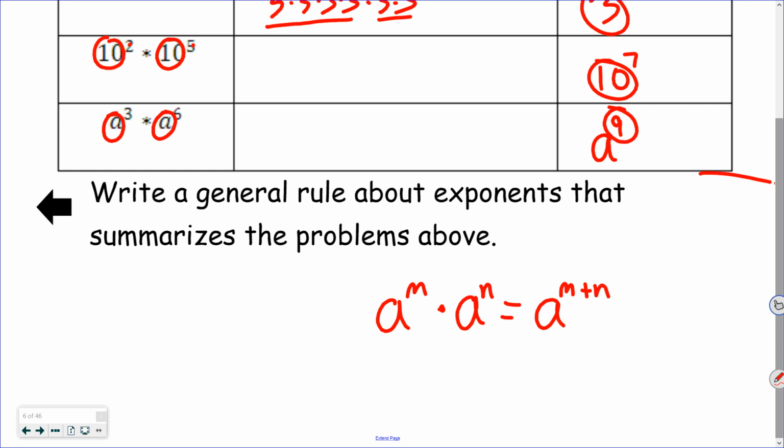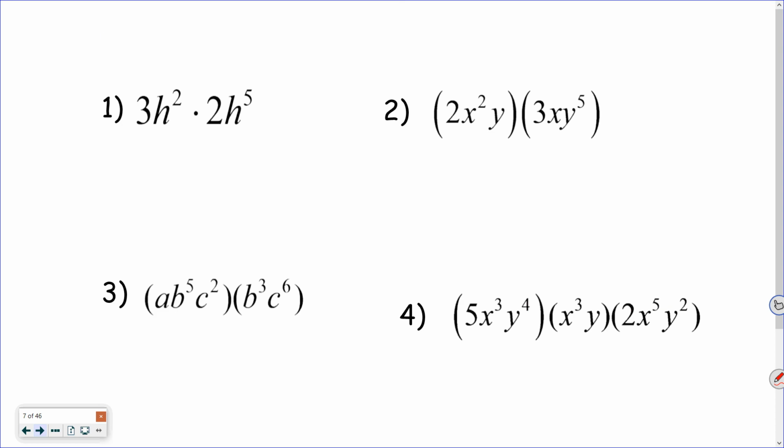I have a couple of examples here. We're not going to do them all, but we'll pick a couple of them. Let's do number 1. We want to multiply these together. One thing to remember is that multiplication is commutative, which means, and that's all just a big multiplication problem, right? That's 3 times h squared times 2 times h to the 5th.